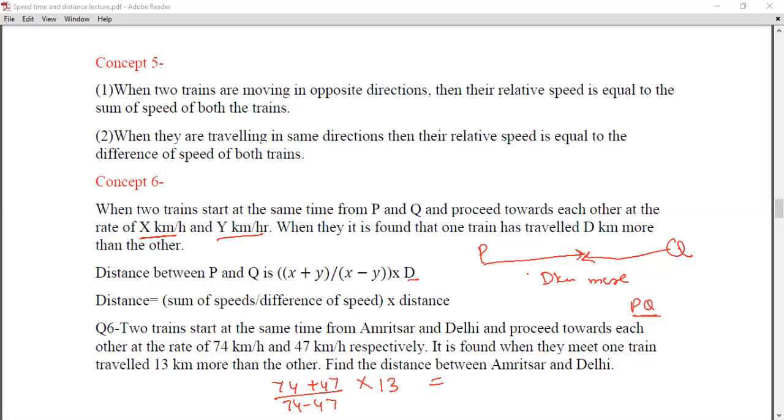So this becomes 121 over 27 into 13. If you simplify this, the answer will be somewhere around 56.3 kilometer.